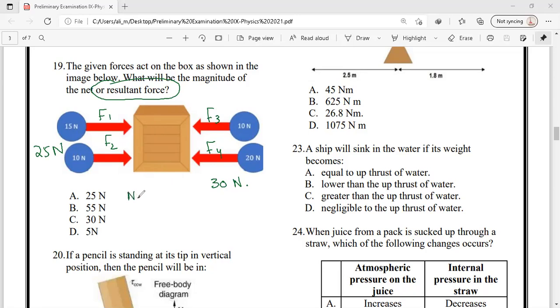So the net force would be equal to 30 Newton minus 25 Newton. So the correct answer would be 5 Newton. So we have the correct answer, that is option D.